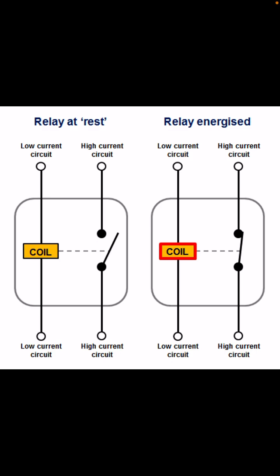And you're going to have an input and an output, and then you're going to have your control voltage. So your control voltage would be where it shows on this picture your low current circuit. That's where you're going to get like your 24 volts, 12 volts, whatever it's supposed to be. That's what you're going to get your voltage from the board. That's another difference between a relay and a switch.